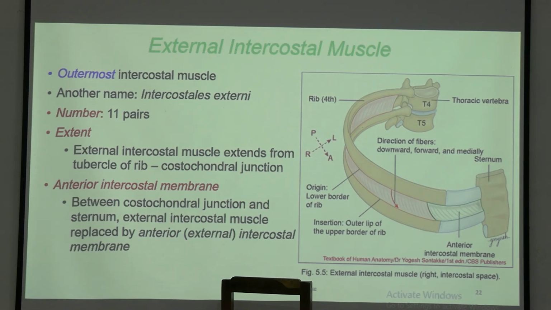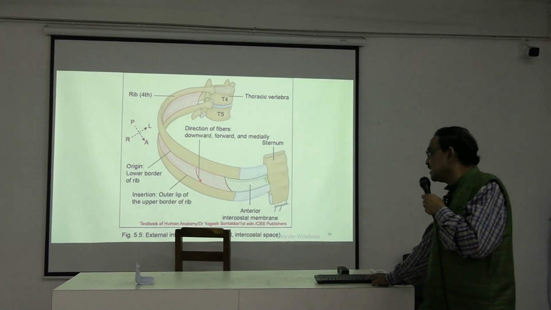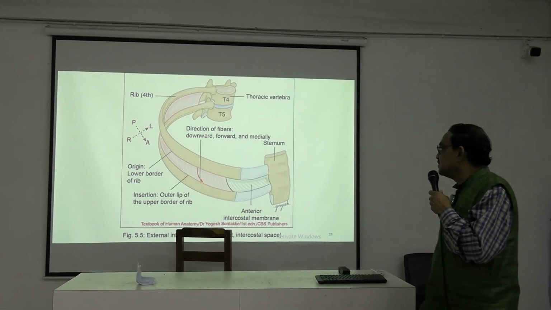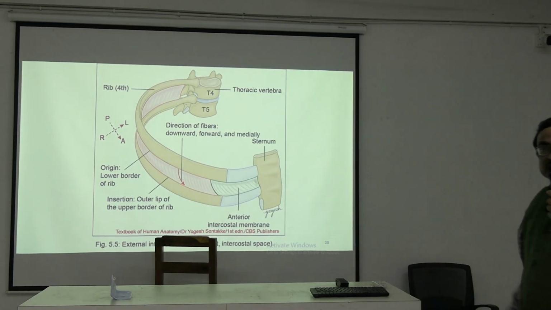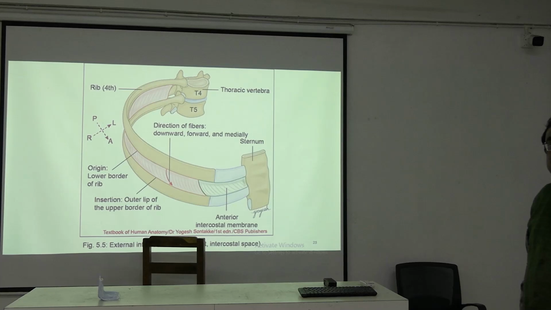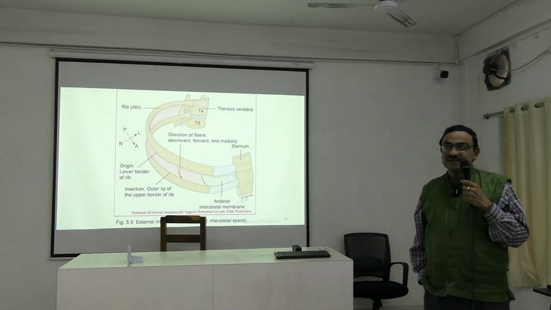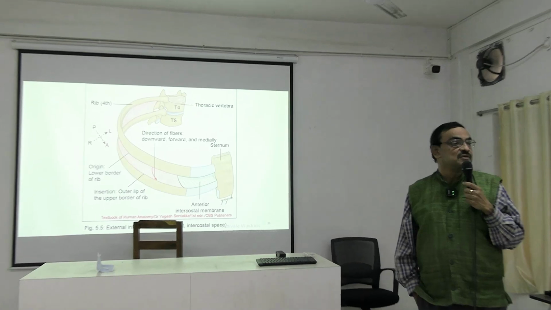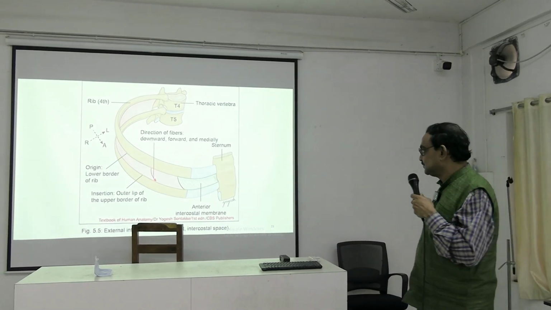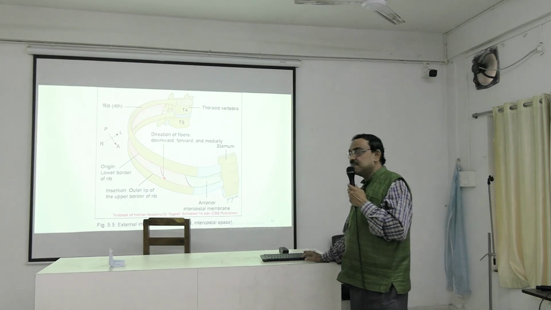Similarly, in another slide, we can find the intercostal membrane. And you can see the direction of the fibers: downwards, forwards and medially, as if you are putting your hand within a pocket. This will represent the fibers of the external intercostal muscle. Downwards, forwards and medially.